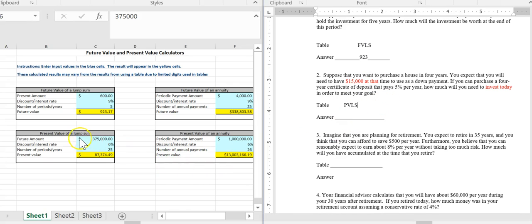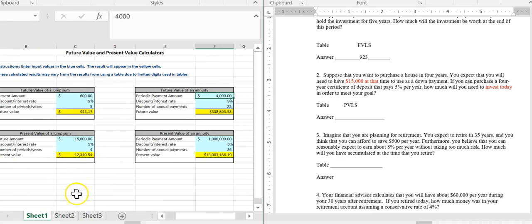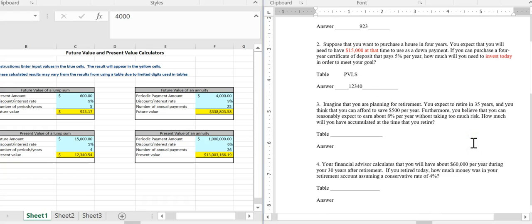I'm going to go over here to my present value lump sum table and start typing in my variables. 15,000, 5%, 4 years. So the amount I need to deposit today so that I have $15,000 in 4 years is $12,340. Okay, moving on. Question number 3.